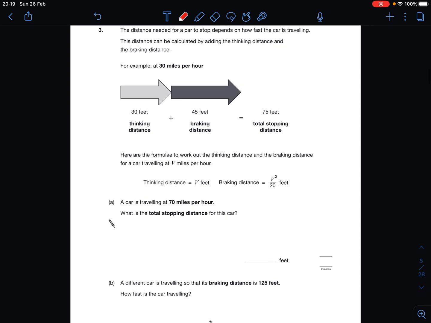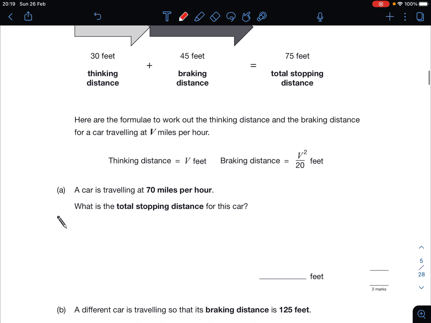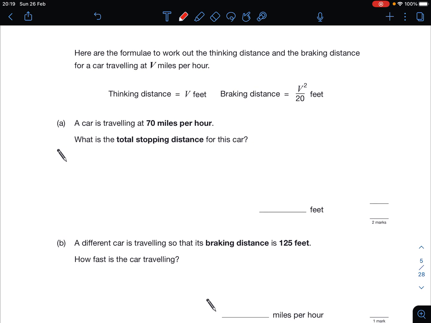Right, this is all a lot of text that is just demonstrating what's going on. Okay, this is what we need, just this sentence here. Here are the formulas to work out the thinking distance and braking distance for a car travelling at v miles per hour. The thinking distance is v feet, so notice how these are the same. And the braking distance is v squared divided by 20. Okay, so it's travelling at 70 miles per hour.